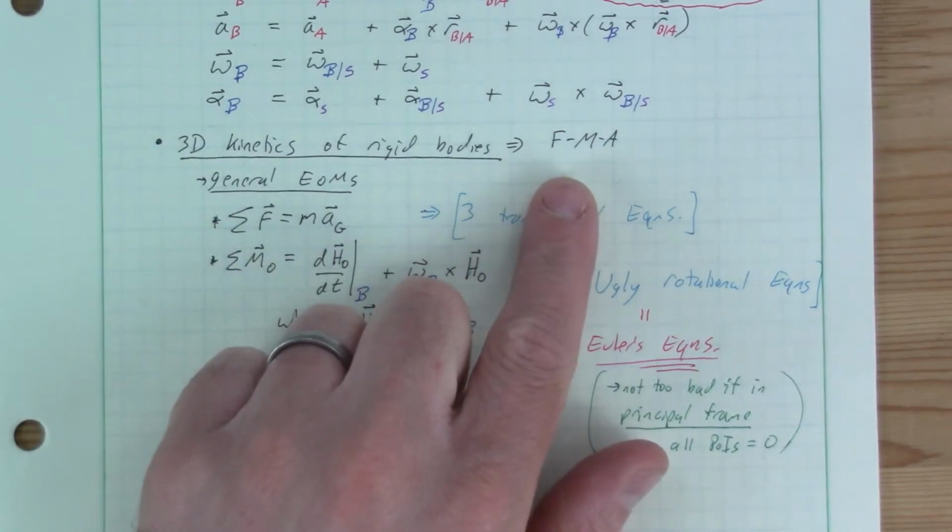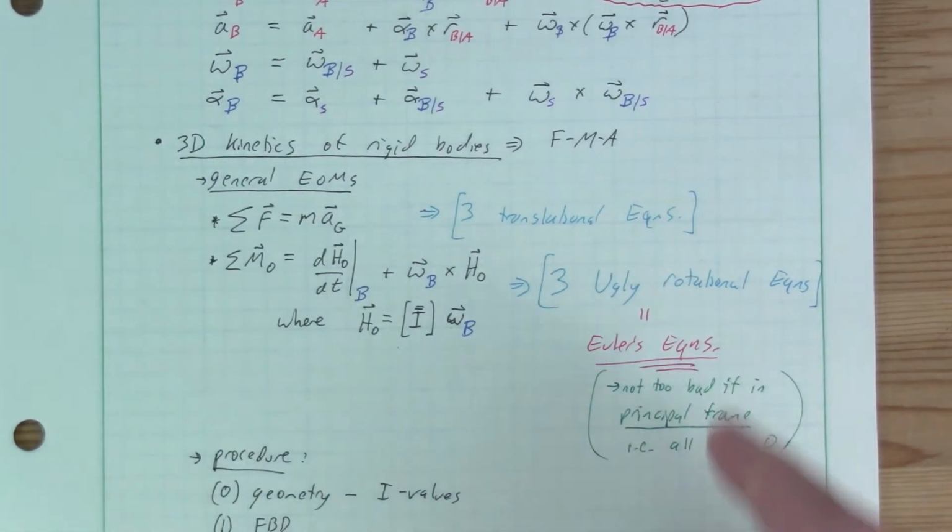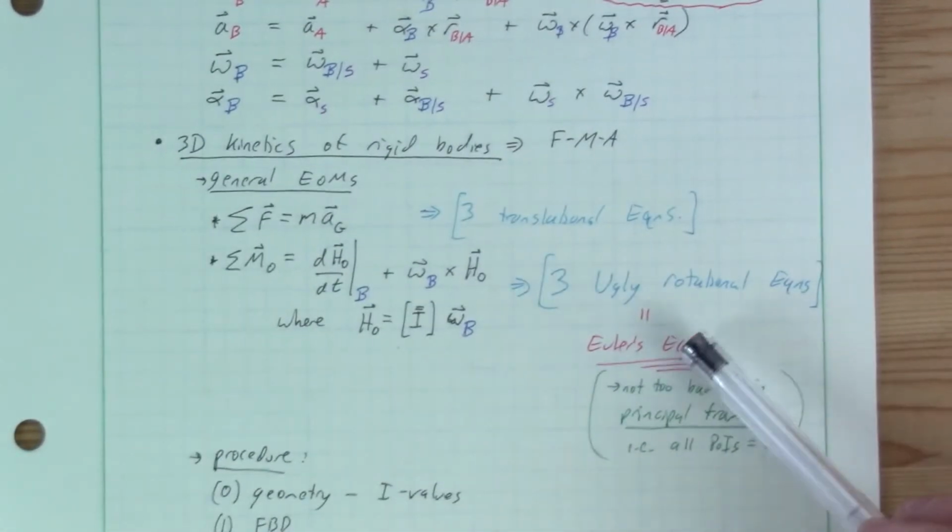All we did was force-mass-acceleration relations. No work-energy, no momentum principles here. Our general equations of motion are summing the forces equals the mass times the acceleration of the center of mass. This produces 3 equations, I call them translational equations because they're just dealing with translational acceleration. And then this now deals with our angular motions, our rotational equations. And I say ugly just because these are those huge equations that looked really cumbersome.